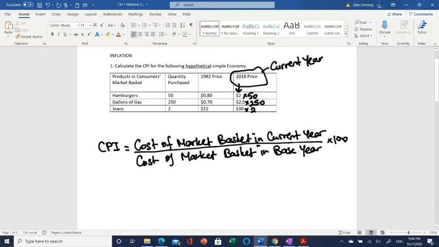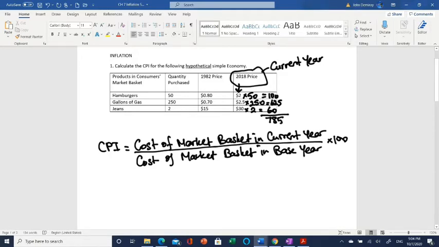These are the costs for each good produced in that economy. And there are 50 hamburgers produced. The cost of hamburgers is 100. And the cost of gas is 625. So let's put that here, 625. And the cost of jeans is 2 times 30 is 60. So the cost of the market basket for the current year will be $7.85.